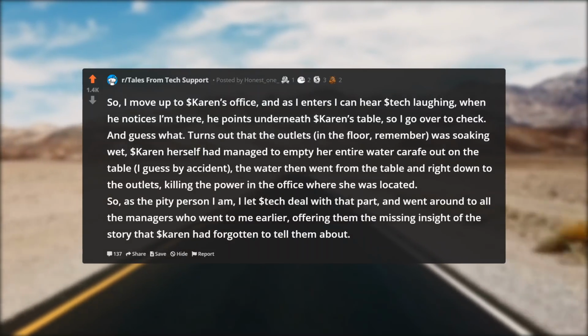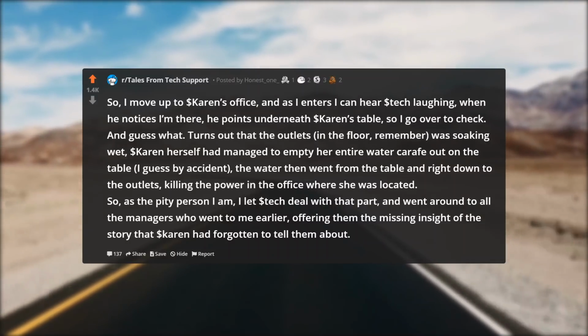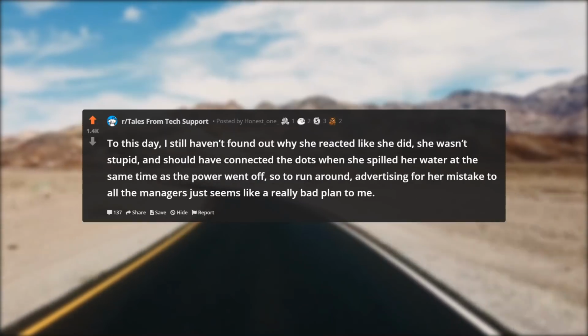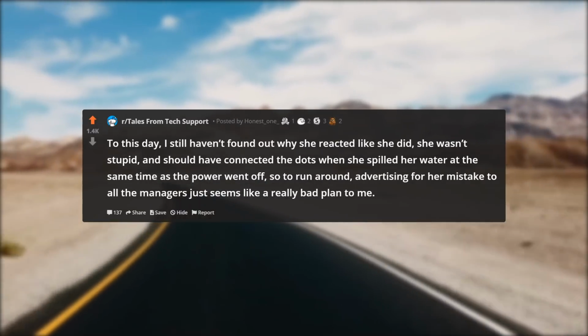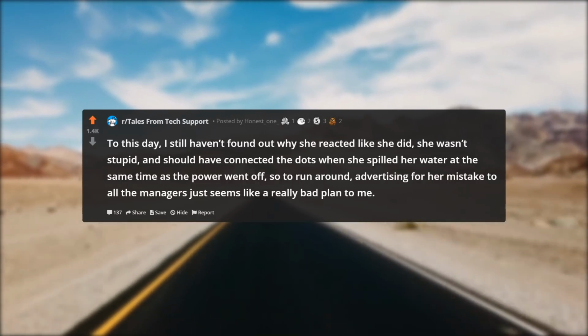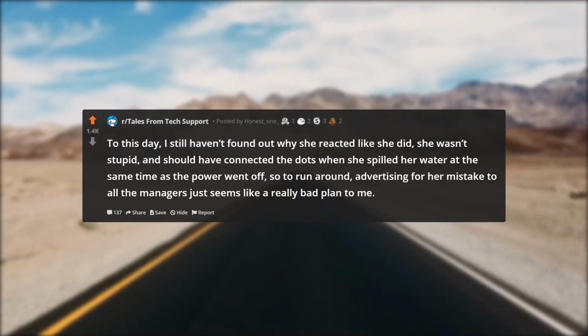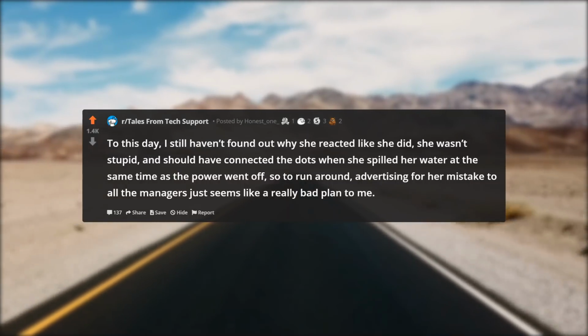and went around to all the managers who came to me earlier, offering them the missing insight of the story that Karen had forgotten to tell them about. To this day, I still haven't found out why she reacted like she did. She wasn't stupid, and should have connected the dots when she spilled her water at the same time as the power went off, so to run around advertising her mistake to all the managers just seems like a really bad plan to me.